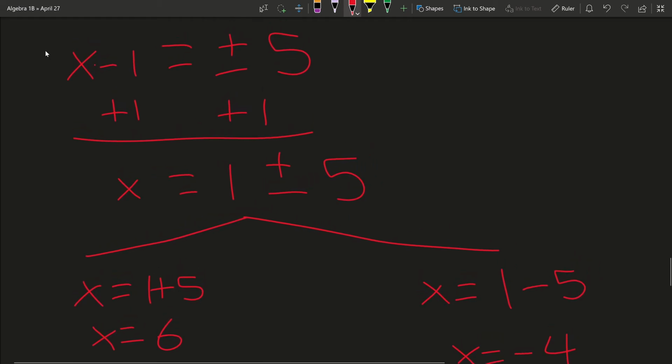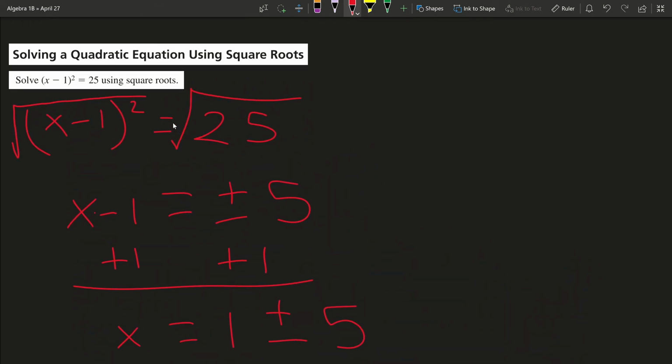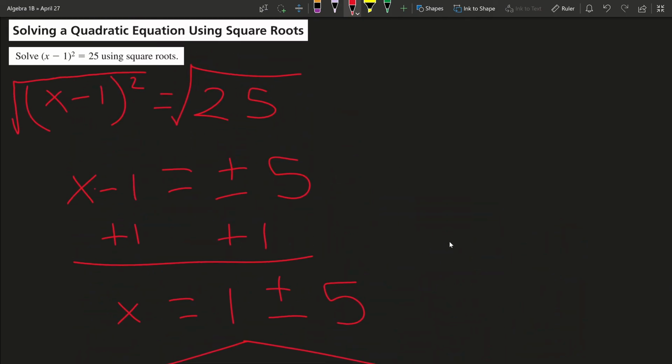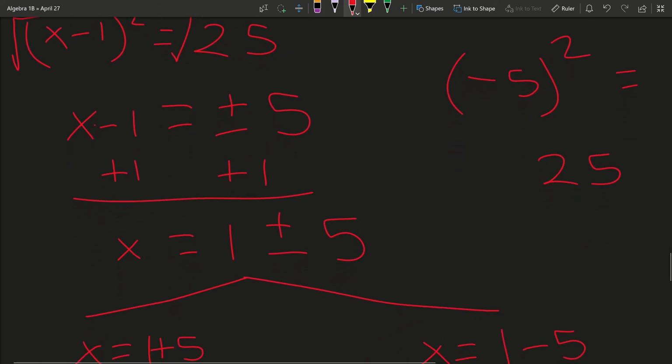So remember, when you take the square root, you have one positive and one negative, right? Because if we did the square of, say, negative 5 to the power of 2, that's equal to 25. It's still equal to 25, right? Even if we did 5 squared, that would also be equal to 25.